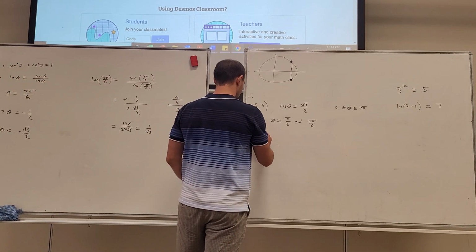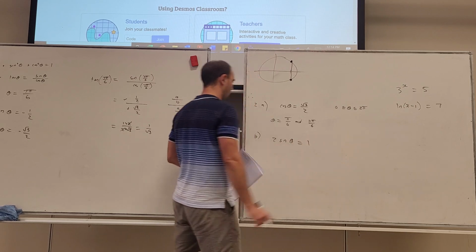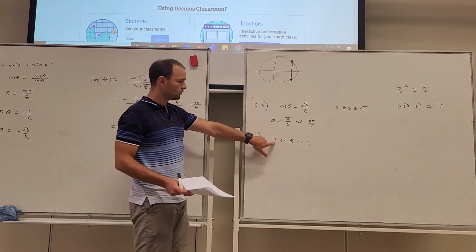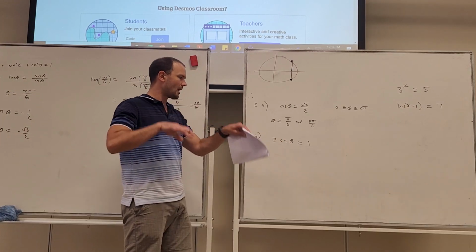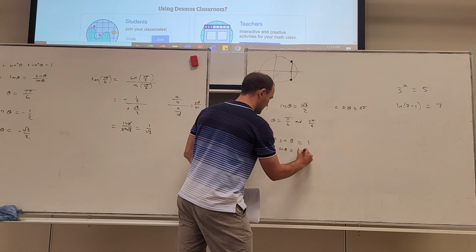We have 2 sine theta equals 1. Okay, so for this one, we need to first isolate sine theta by itself. We've got this 2 out the front, 2 times sine theta. We're going to divide both sides by 2. That's going to give us sine theta is a half.